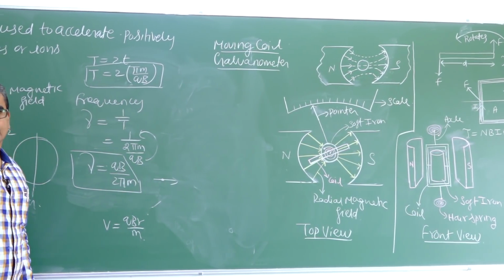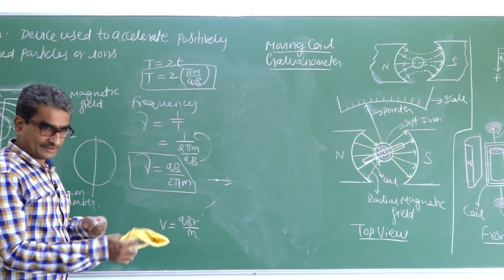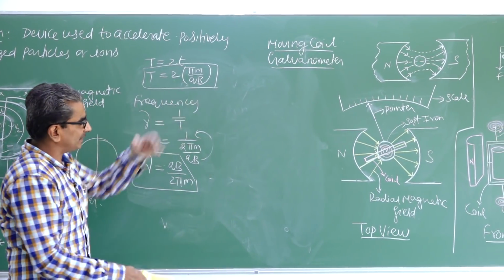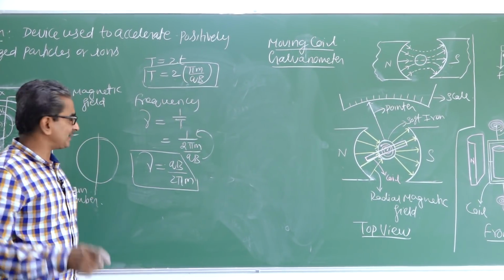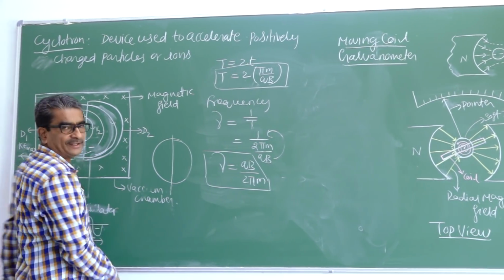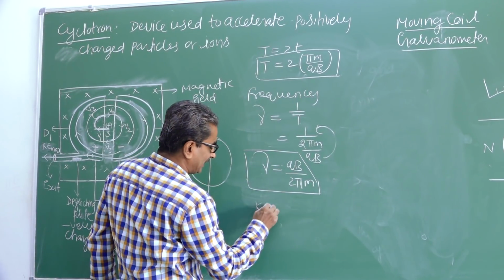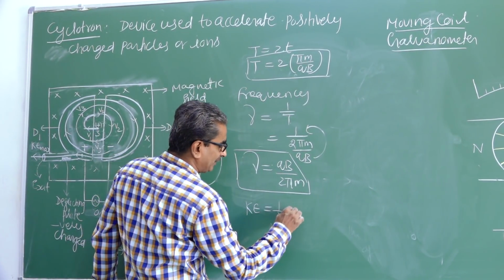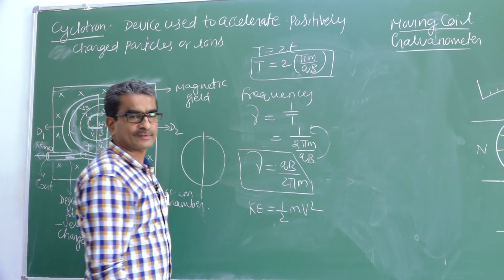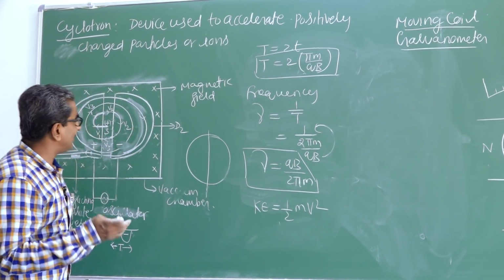See, using this equation, we shall also find out, before going into that, one more equation for the kinetic energy of the charged particle. Usually, what is kinetic energy? Kinetic energy is given by half mv square. When will the kinetic energy be maximum?